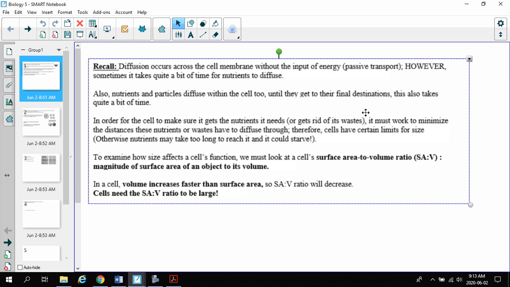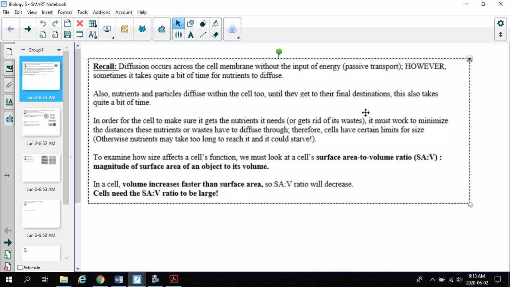That wouldn't be great. To examine how size affects a cell's function, we must look at a cell's surface area to volume ratio. This is back to geometry stuff. We've talked about surface area, and we've talked about volume, so in 3D. Surface area is the 2D outer portion. The volume is the amount in 3D. We look at the magnitude of the surface area of an object to its volume. In a cell, volume will increase faster than surface area, so the surface area to volume ratio will decrease.